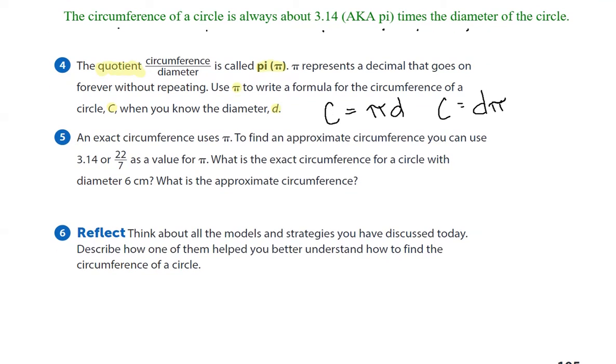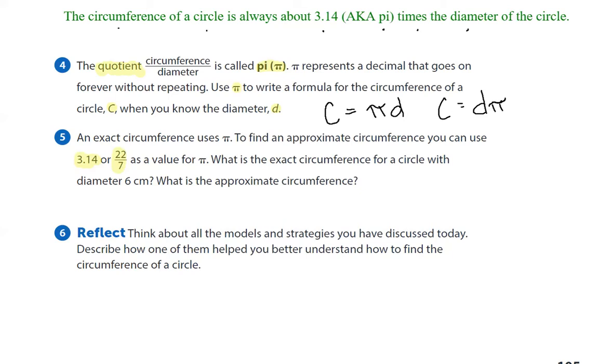Number 5. An exact circumference uses pi. To find an approximate circumference, you can use 3.14, which is pi rounded, or 22/7. That's the same number, one written as a decimal, one written as a fraction. So you could use either of those for pi. If you prefer to work with fractions, you can use the 22/7.